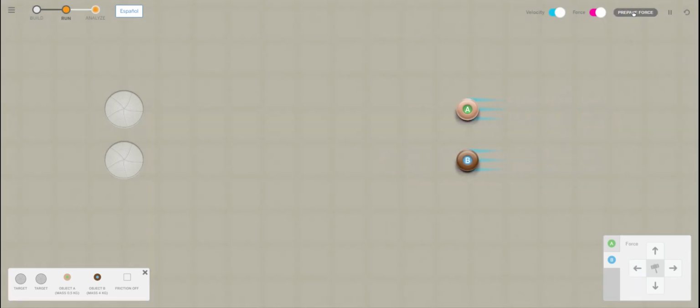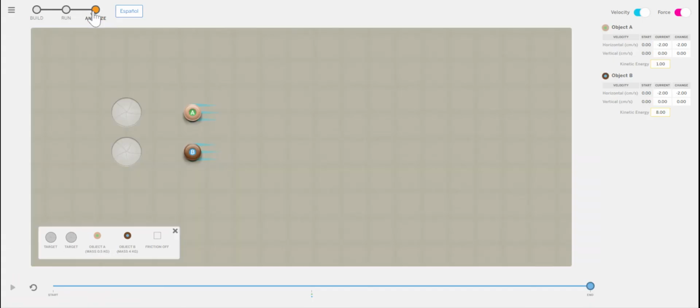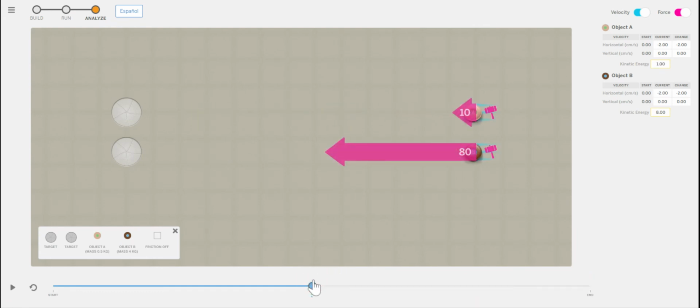So now that they have the same velocity, they're going to be able to reach the target at the same time. So it's all about ratios and understanding how the larger mass is going to need a larger force to go the same velocity as a small mass. So A had 10 newtons to the left and B had 80 newtons to the left. So that is it for the purple missions.